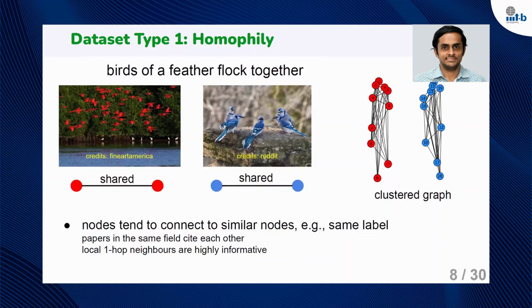And in an ideal world, a perfectly homophilic graph would be of this form. It is this clustered graph in which edges connect nodes of the same color. So you have this disjoint union of two clusters. So this is one data set type that we investigated.